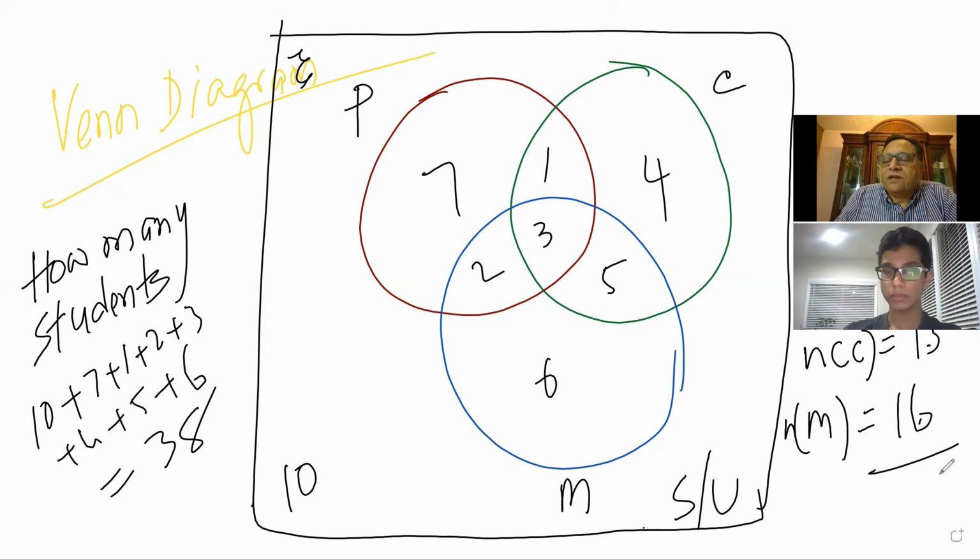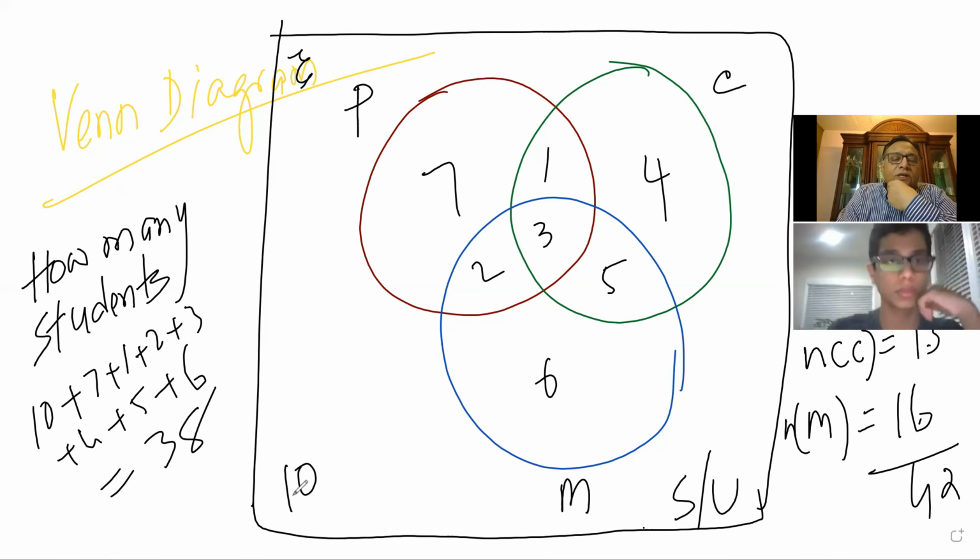Add them all. So 32, 6 and 6, 12, 42, right? So we have 42 in all here and 10 less. 42 in all here, and you are saying here you included this 10 also, right? Correct. You included this 10 also, and there were only 38.